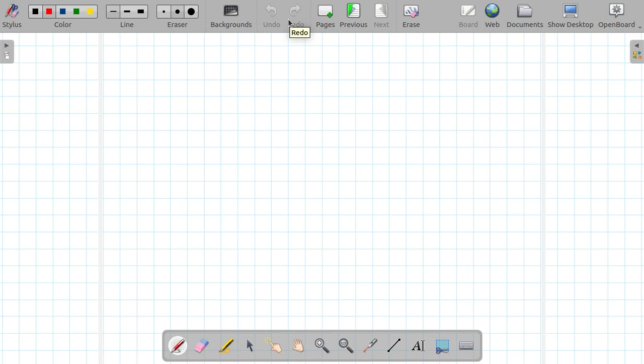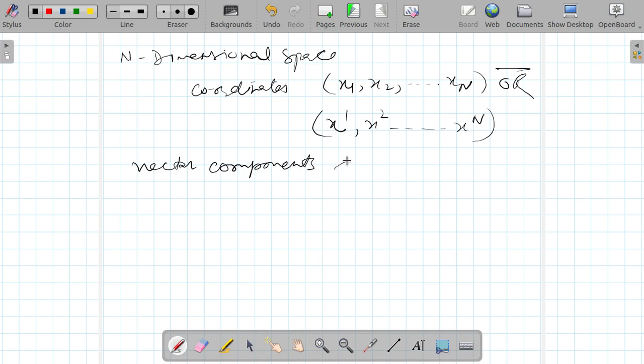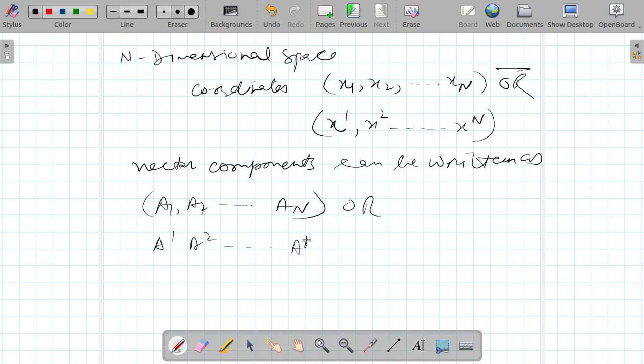So if we have an n-dimensional space, now we are switching over towards the n-dimensional space, meaning we are generalizing. For n-dimensional space, the coordinates may be written as x1, x2 and so on up to xn, or sometimes with superscripts. And similarly, vector components can be written as a1, a2 and so on up to an, or sometimes with superscripts.